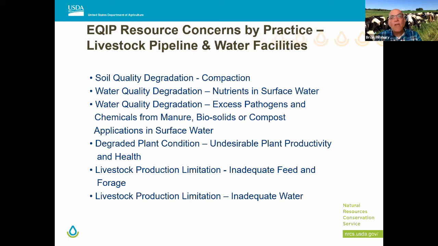Livestock pipeline and watering facility actually improves the production of the pasture because it allows the rest periods to be very evenly distributed around the pasture. Therefore, you get good regrowth and higher pasture production.